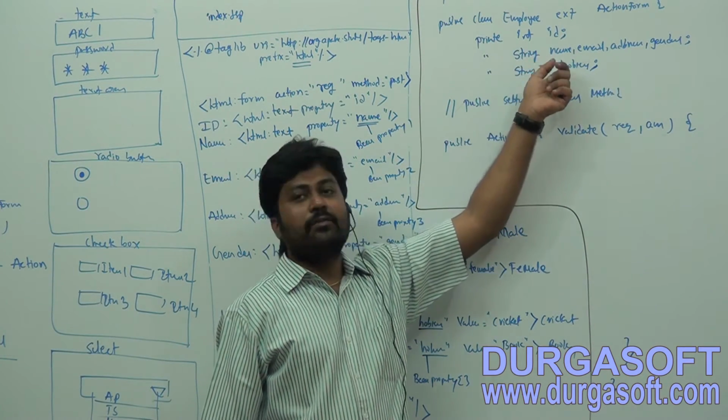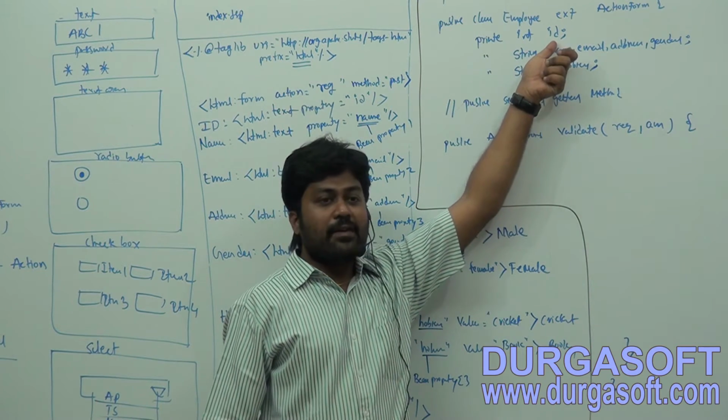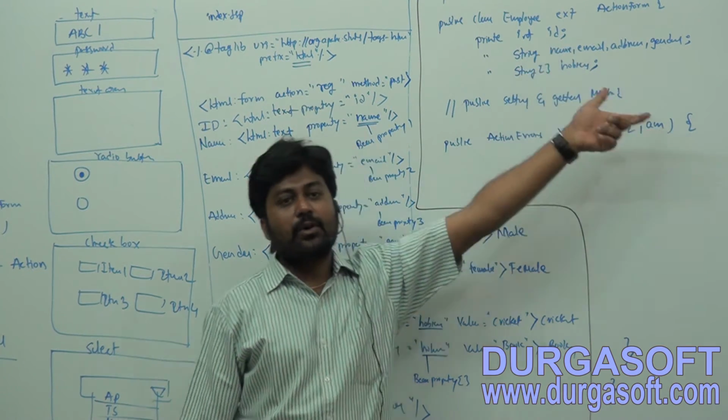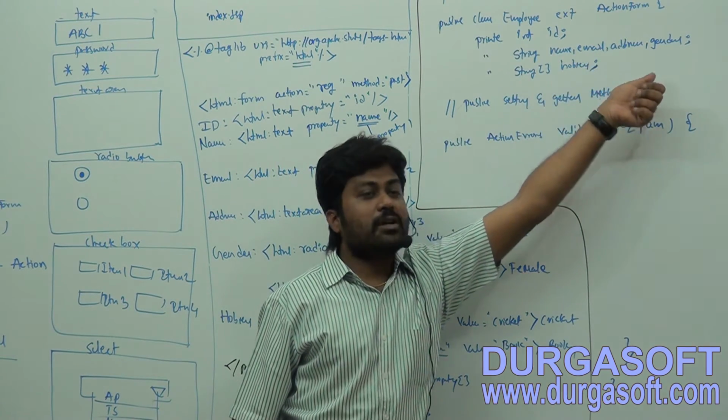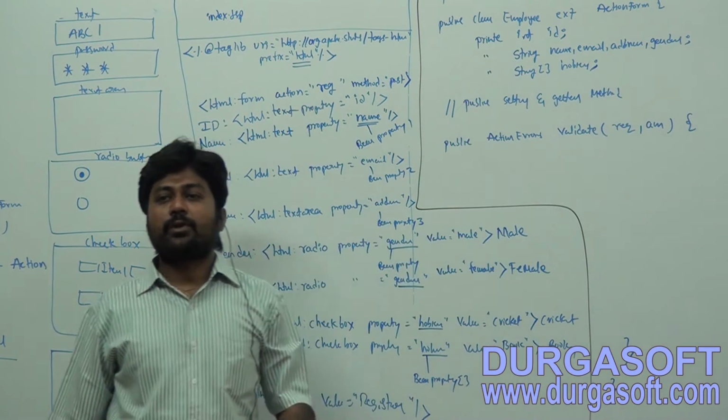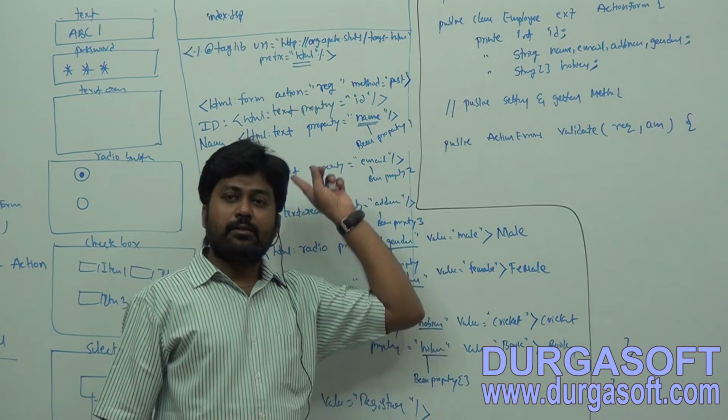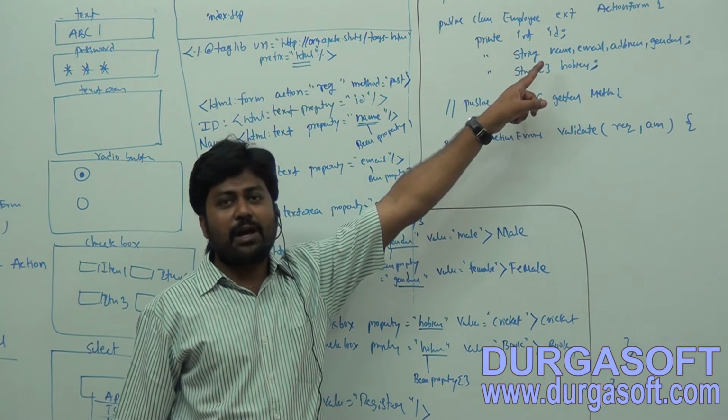In case I want to check validations like this: if the ID value is 0, I want to send an error message to the input form. If the name or email or address or gender value is null, I want to return an error. Actually, will it store null values or empty strings?